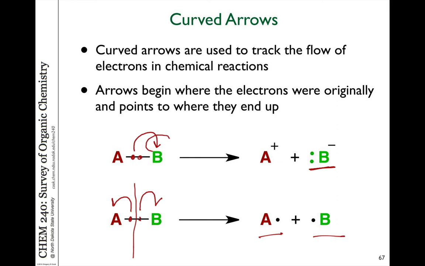Again, a two-headed arrow like I showed above indicates two electrons have moved in the direction of that curved arrow that you have drawn. So that's a little bit about curved arrows. Please be cognizant of how you're using arrows throughout this semester in organic chemistry.